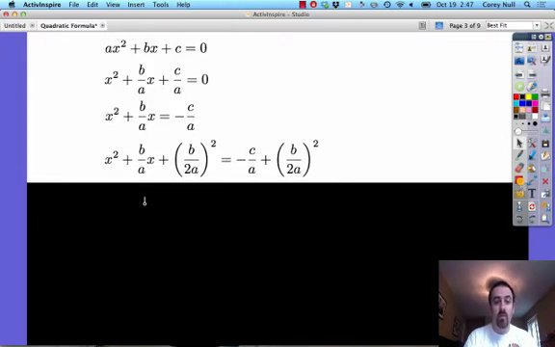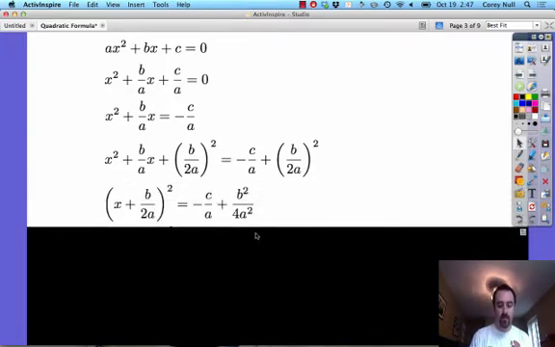Then I complete the square, because of the section we just did. So I take this term, the b over a times x, I take the b over a, I divide it by 2, that gives us b over 2a, and I square it. And I add that number to both sides. That's completing the square. We've just done that.